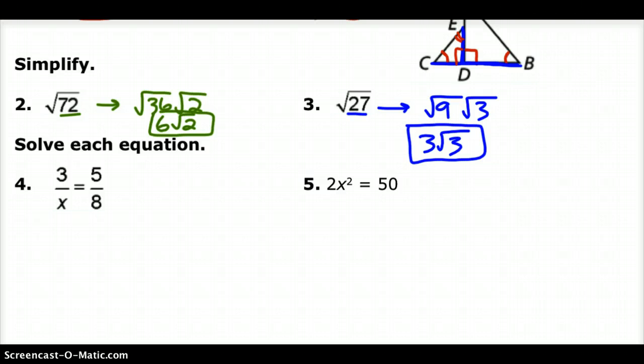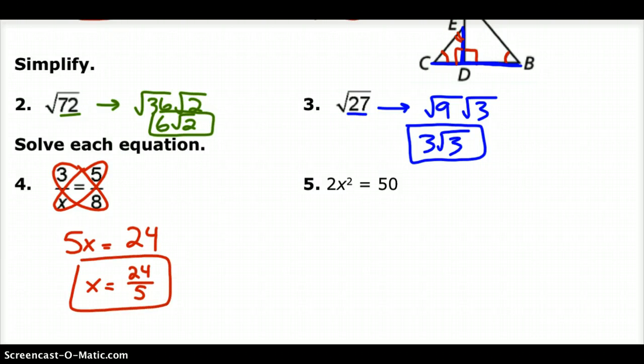Okay, in problems 4 and 5, we're asked to solve each equation. It looks like we just have a proportion set up for number 4, so we can just use the cross products property here, where we take the product of the means, so this would be 5 times x, and we set that equal to the product of the extremes, which is going to be 3 times 8, which is 24. And now we can just solve this pretty simply by dividing each side by 5. And we get that the value of x is going to be, sorry about that, got a little ahead of myself, it's going to be 24 over 5. Okay, and that would be our final answer here.